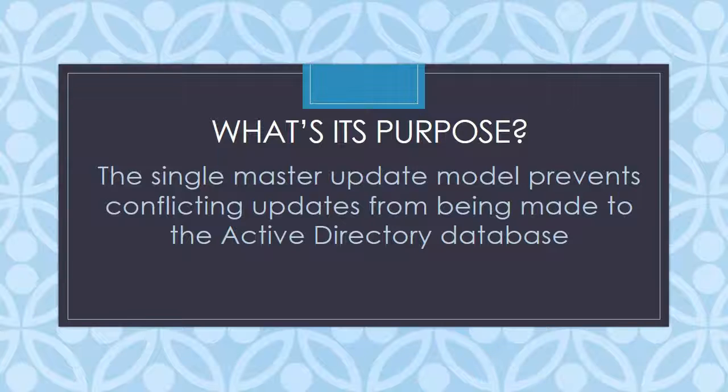However, some changes, if performed in a multi-master fashion, can cause errors in the Active Directory database. For these changes, one domain controller, called an operations master, is assigned to accept requests for such changes. Operations masters perform updates to the directory in a single master fashion, meaning that only the domain controller assigned to hold these operations is allowed to process the update. The single master update model prevents conflicting updates from being made to the Active Directory database.